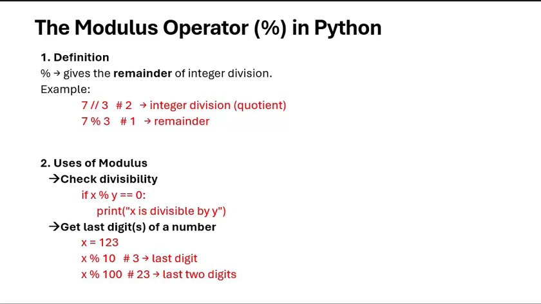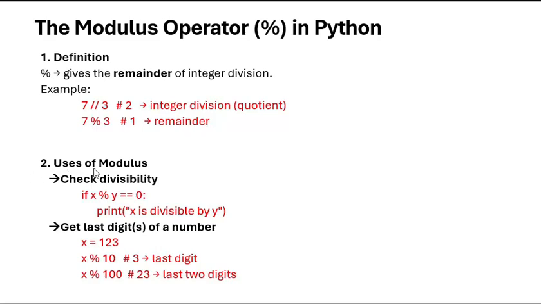And when you do 7 divided by 3 using integer division, you will get 2. This is the quotient. When you do modulus, you will get the remainder.